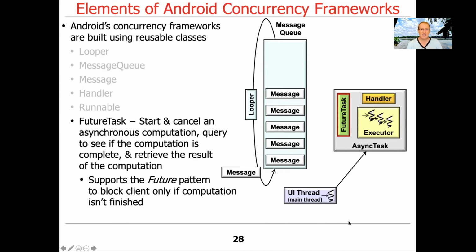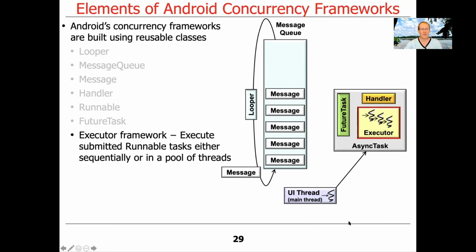The FutureTask, of course, supports the future pattern. That's a pattern that's documented in a couple places. It appears to some extent in the POSA 2 book. It also appears in the POSA 4 book. It basically is used to block the client only if the computation is not yet finished. And you can read more about futures or promises in this Wikipedia article.